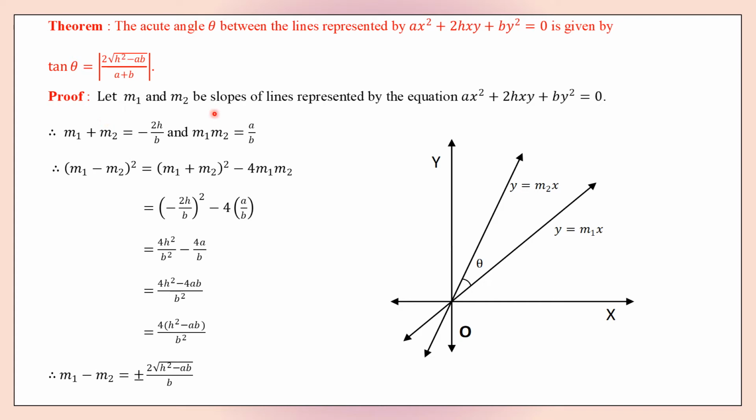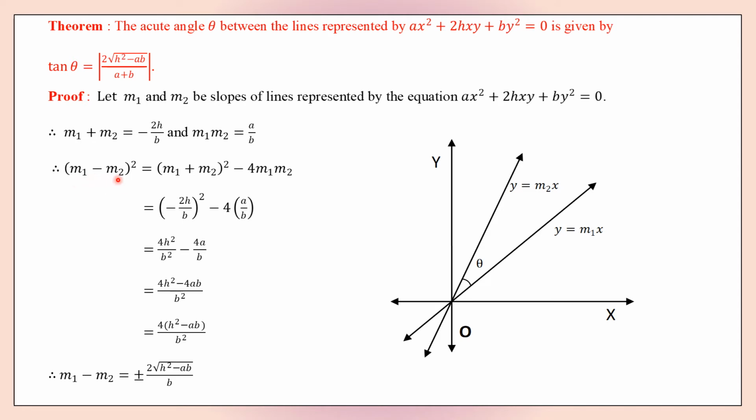Proof: Let m1 and m2 be the slopes of the lines represented by the equation ax² + 2hxy + by² = 0. These are the combined or joint lines. We know that m1 + m2, the sum of the slopes, equals -2h/b, and the product of the slopes m1·m2 equals a/b. Here we have to find tan theta. Therefore, we have to find m1 - m2.